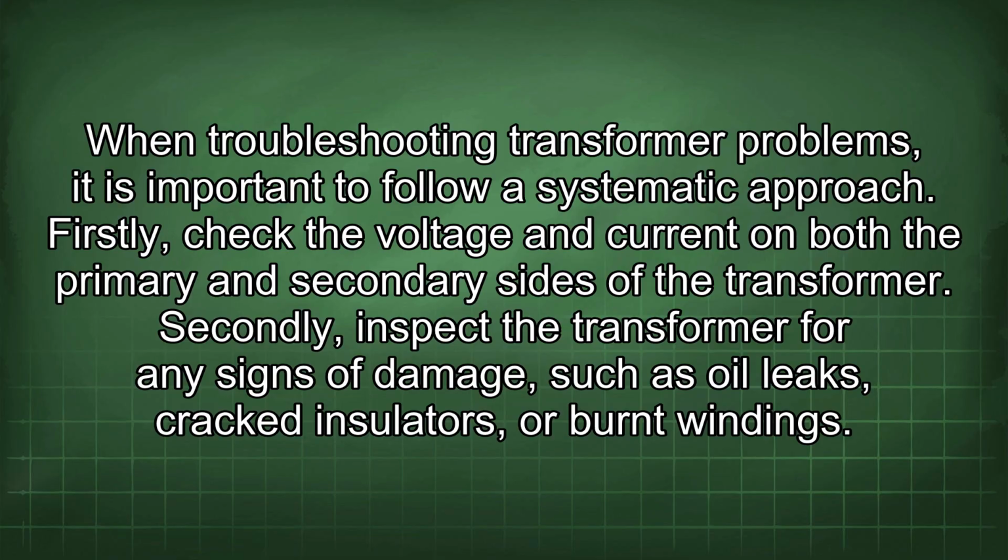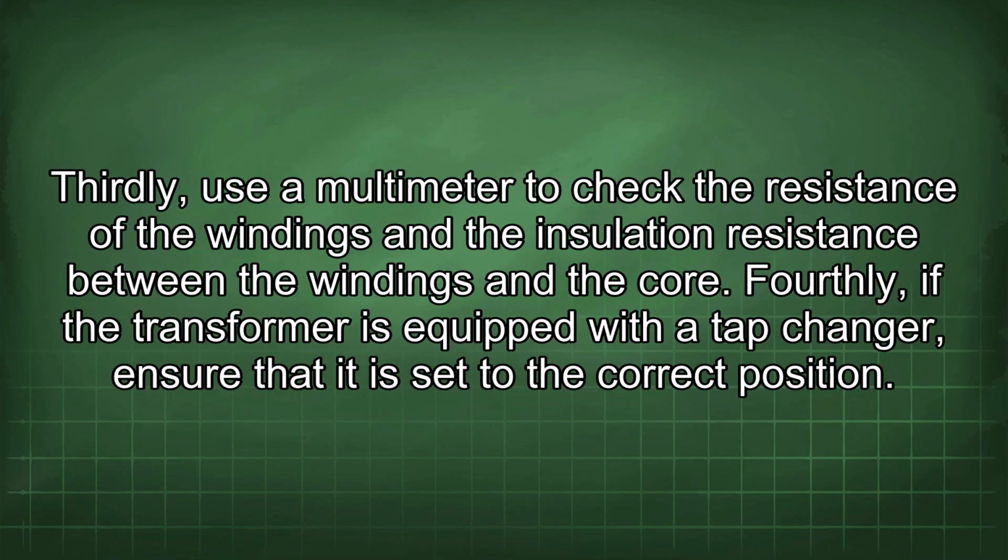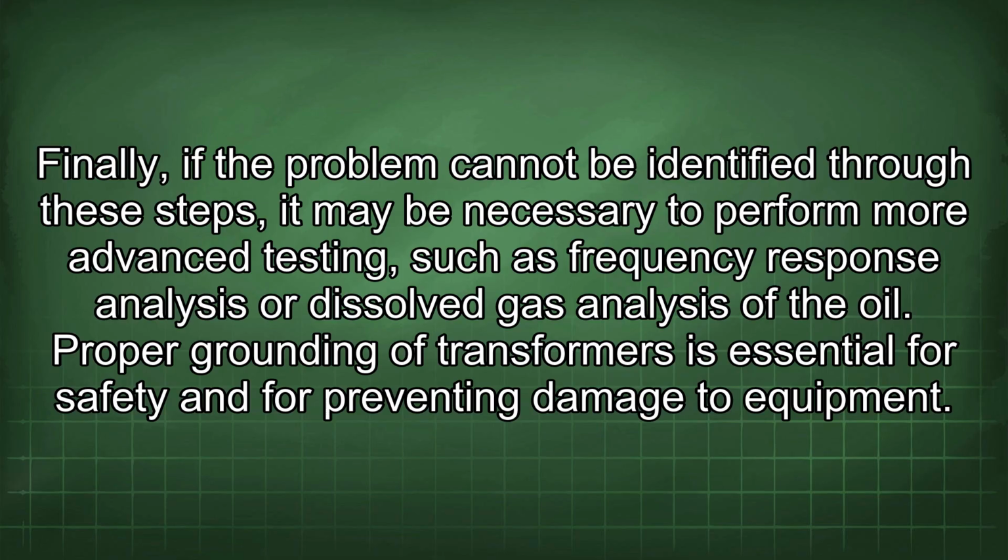Firstly, check the voltage and current on both the primary and secondary sides of the transformer. Secondly, inspect the transformer for any signs of damage, such as oil leaks, cracked insulators, or burnt windings. Thirdly, use a multimeter to check the resistance of the windings and the insulation resistance between the windings and the core. Fourthly, if the transformer is equipped with a tap changer, ensure that it is set to the correct position. Finally, if the problem cannot be identified through these steps, it may be necessary to perform more advanced testing, such as frequency response analysis or dissolved gas analysis of the oil.